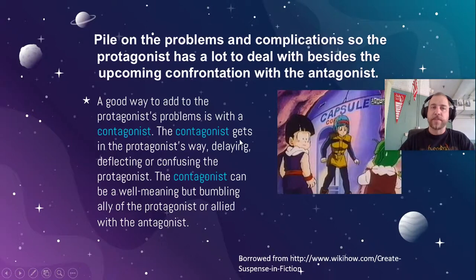Now, another thing to do is to pile on problems or complications so the protagonist has a lot to deal with besides the upcoming confrontation with the antagonist. One of the ways you can do this is by putting a contagonist in your story. A contagonist is just that bumbling ally that hangs around with the protagonist. Usually, they're well meaning. Sometimes they could be on the antagonist side and trying to derail the protagonist, but most oftentimes they're just somebody who doesn't quite have the same skills as the protagonist, and the protagonist is constantly having to take care of them or watch out for them.